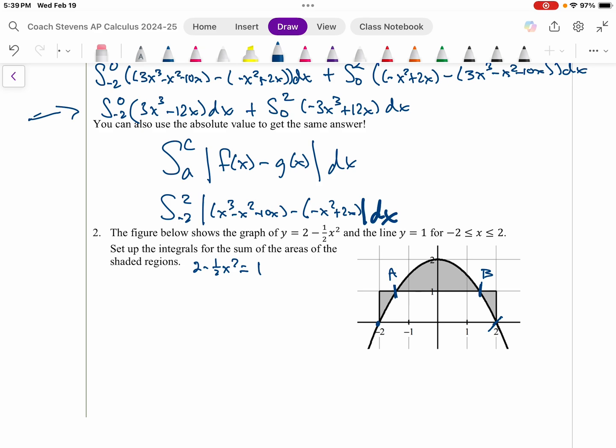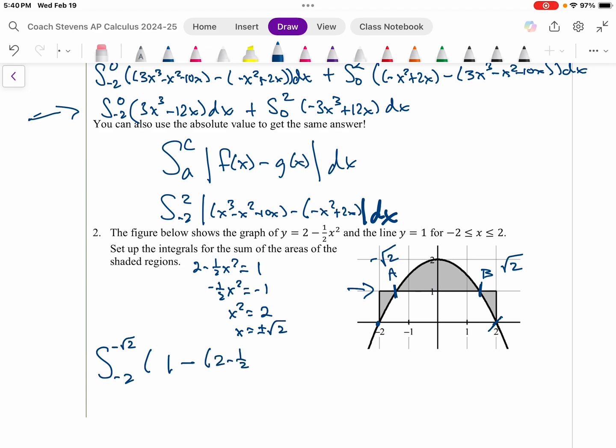So we'll bring the 2 across by subtraction, and that gives me -1/2 x squared equal to -1. I'd multiply both sides by -2, which gives me x squared equals +2, and therefore x is equal to plus or minus √2. So the A has to be the -√2, and the B has to be the positive √2. Now we're ready to set up our integrals. So the integral from -2 to -√2 of, now what is on top? Well, technically y is 1 on top. So I have 1, and then minus the quadratic function.